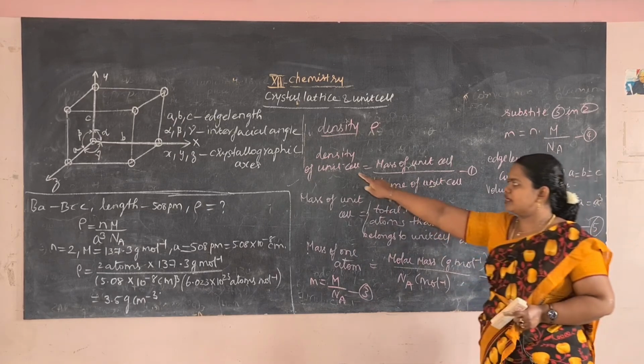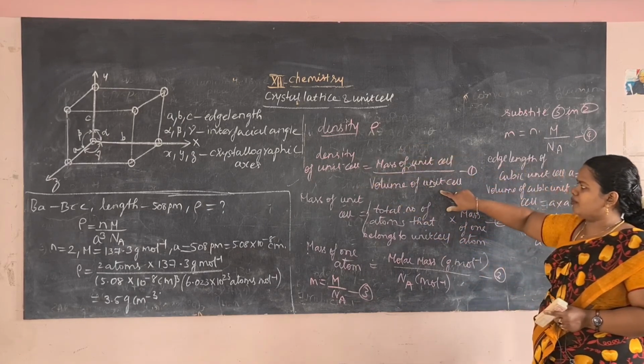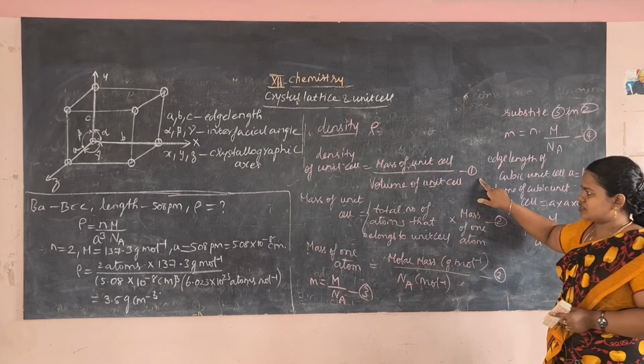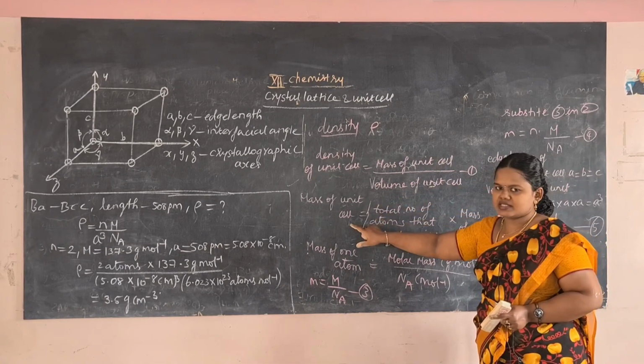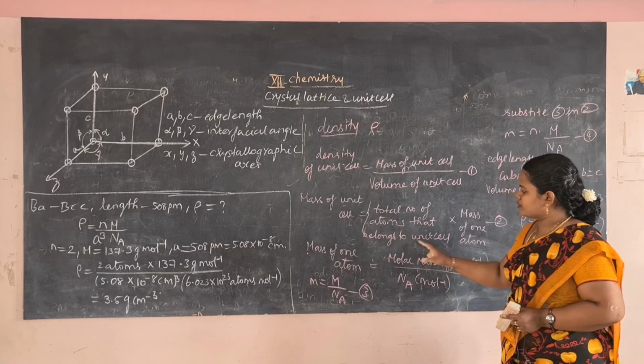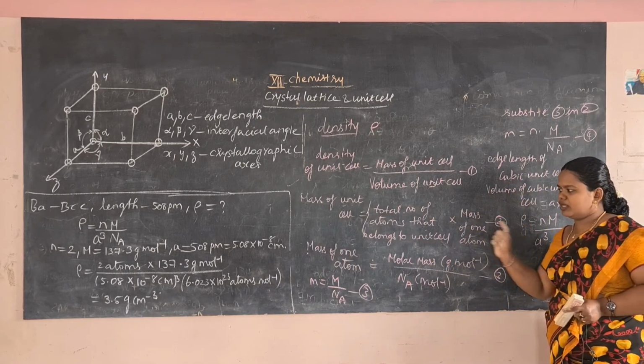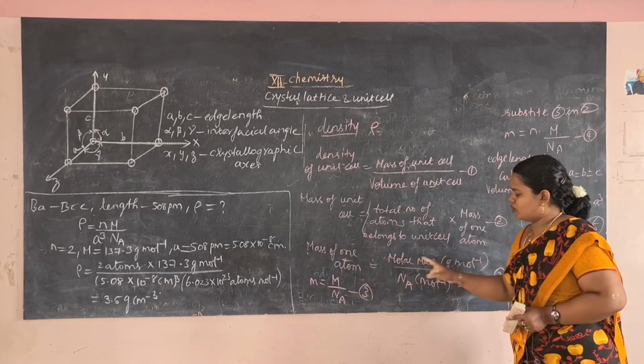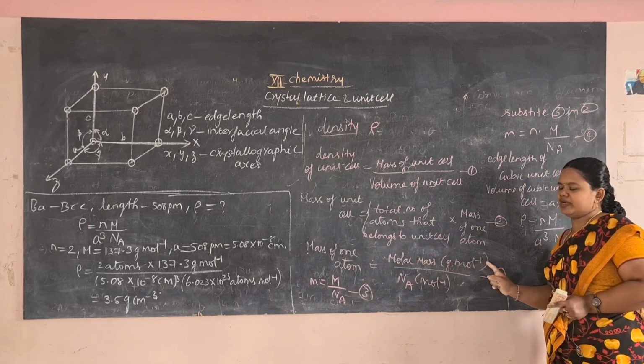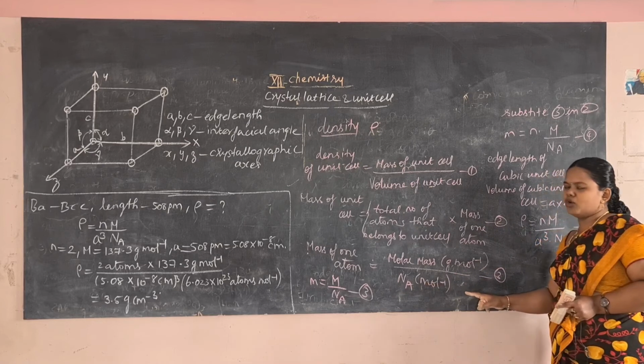So density of unit cell is equal to mass of unit cell divided by volume of unit cell, that is the first equation. Mass of unit cell is equal to total number of atoms that belong to unit cell into mass of one atom, that is the second equation. Then mass of one atom is equal to molar mass in gram per mole divided by Avogadro number in mole inverse.